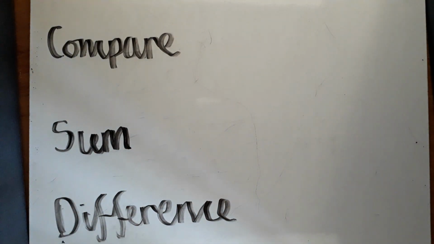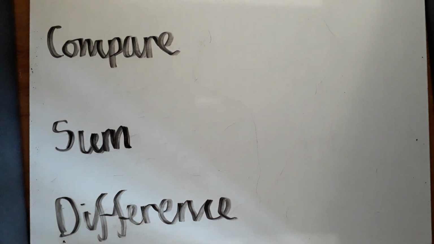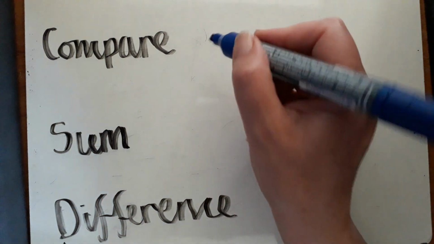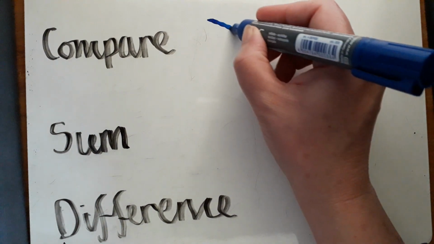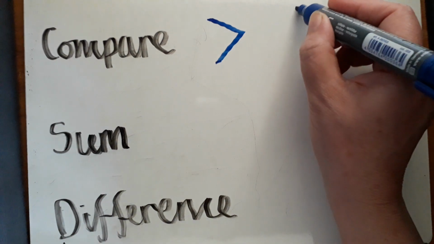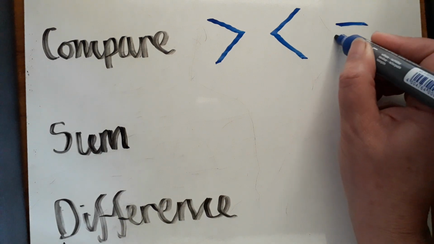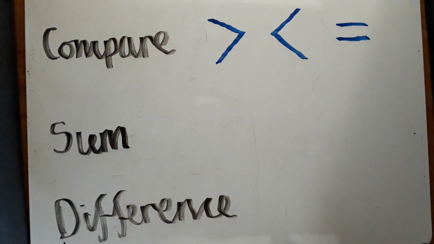Okay, so here are our 3 words. I think last time we went to the dictionary to look them up, but today we're just going to think, see if we can remember their meaning and what mathematical symbol we're going to use, okay? So when we're looking at compare, we're looking at, is it greater than, less than, or equal to, okay?